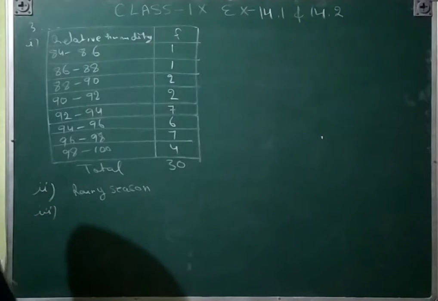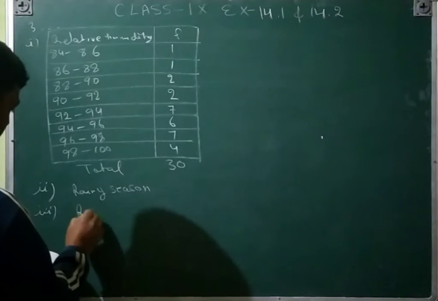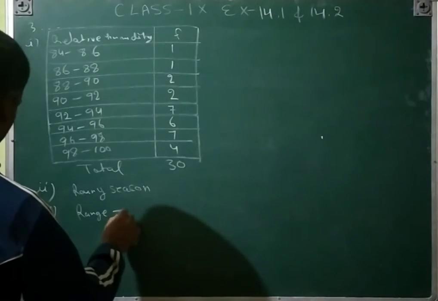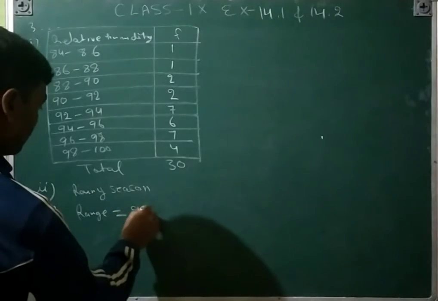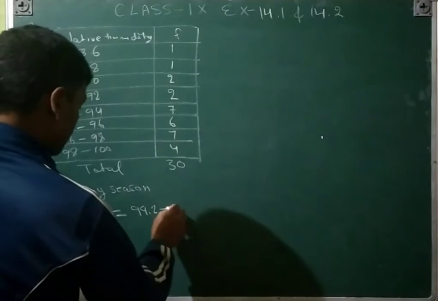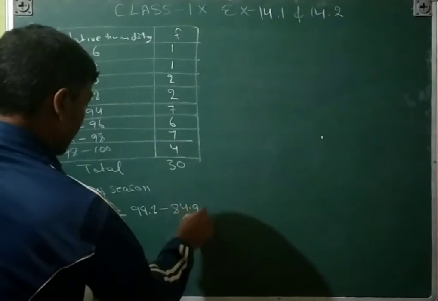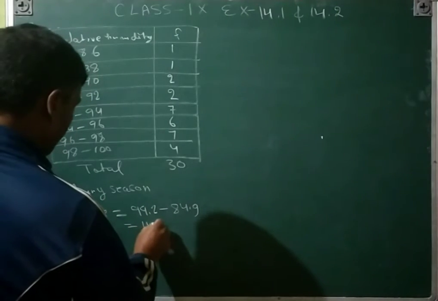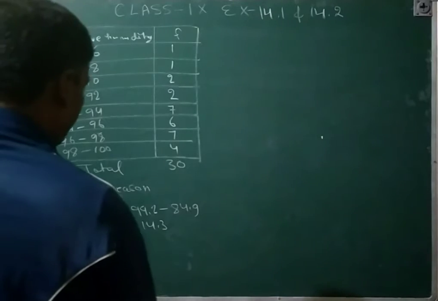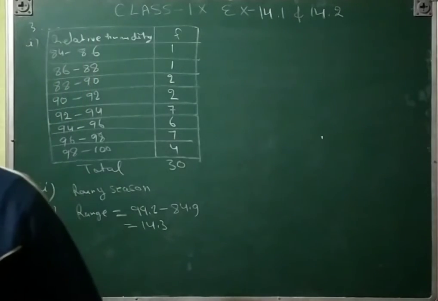Third part, range. Range is equal to the maximum frequency minus the minimum. The maximum is given as 99.2 and the minimum is 84.9, and then the subtraction will be 14.3. That is the maximum frequency.